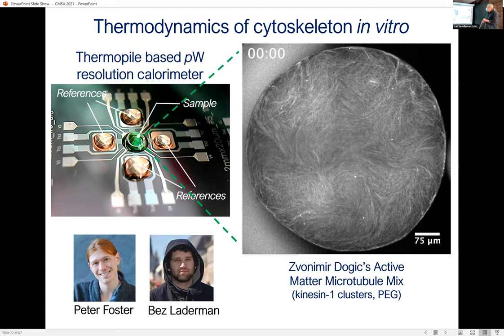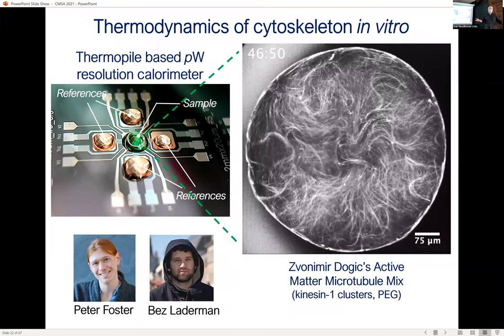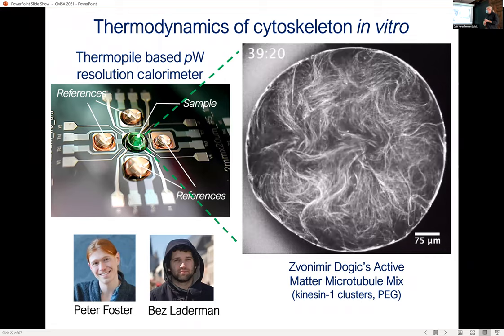What they did was as follows: they took basically a droplet of Zvonimir Dogic's magic active matter mix. This is not an image of the droplet on the calorimeter itself, but this droplet is the same size as the ones which go in the calorimeter. In here we have microtubules, which are short, about a micron long, you can see the 75 micron scale right here, and there are molecular motors and depletant and salts and ATP and so on. If you just let that go, it does all these crazy flows, very interesting flows, which people have studied a lot.